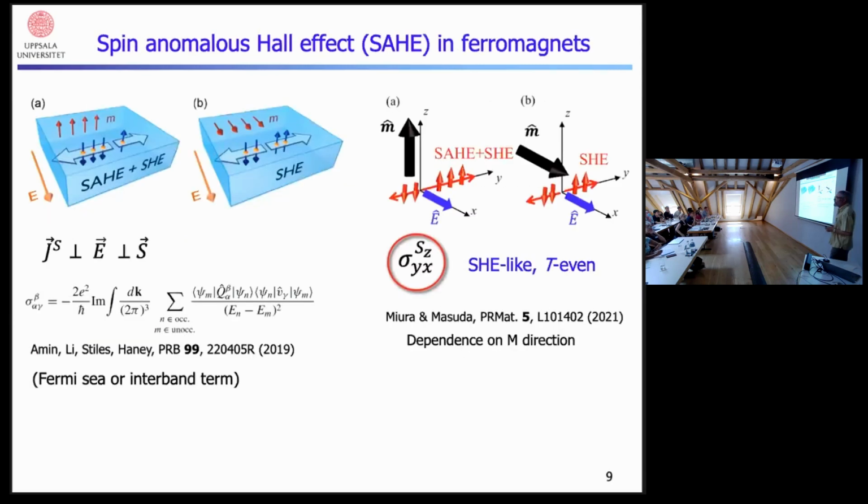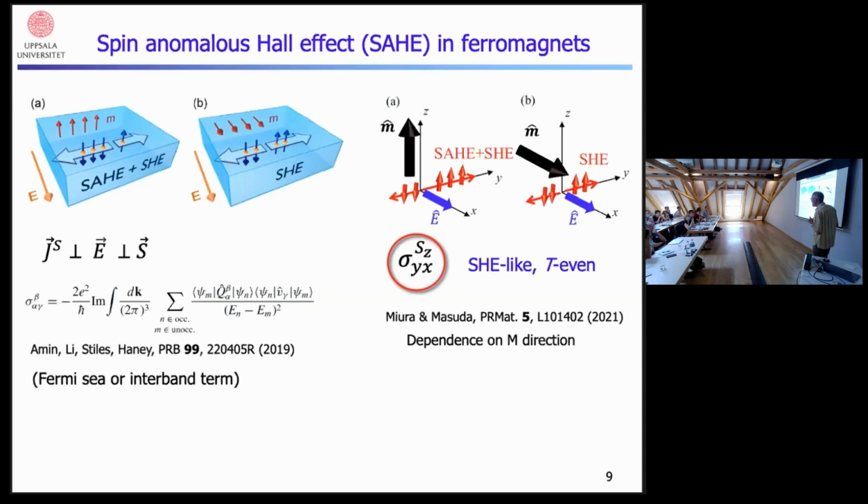Now, there was something in the literature, this is called spin anomalous Hall effect. And we are not talking about the spin anomalous Hall effect, I just say this for clarity. Because spin anomalous Hall effect has been discussed in several papers. Here is one by Amin, also given by Berry curvature here. A recent paper in Physical Review Materials.